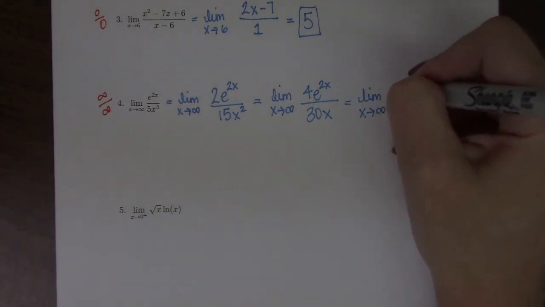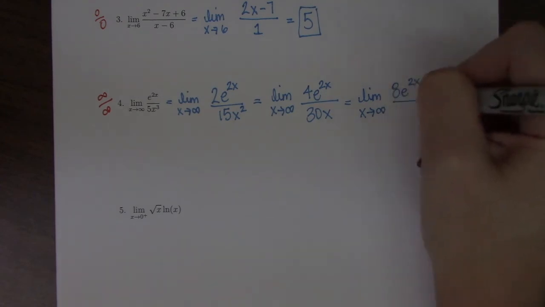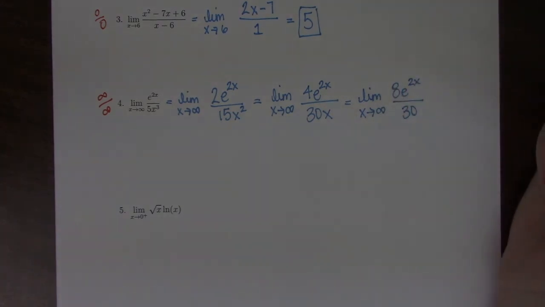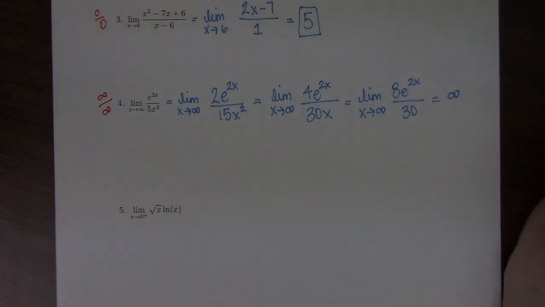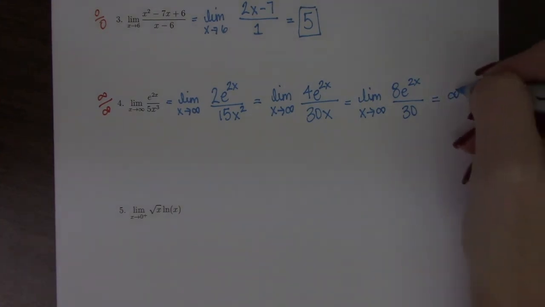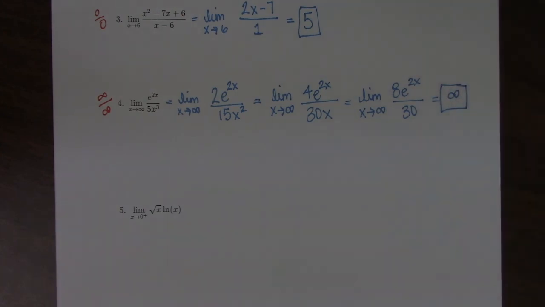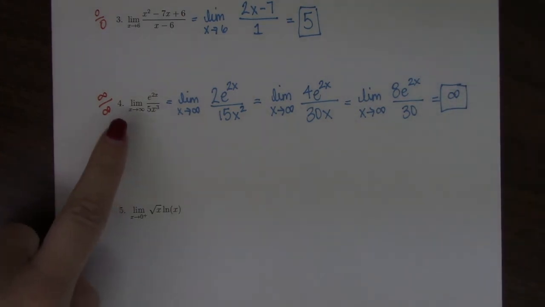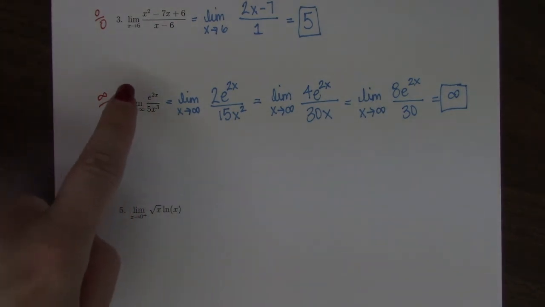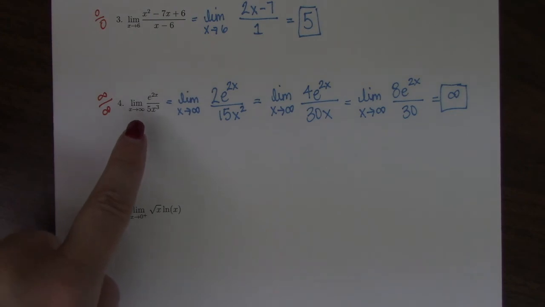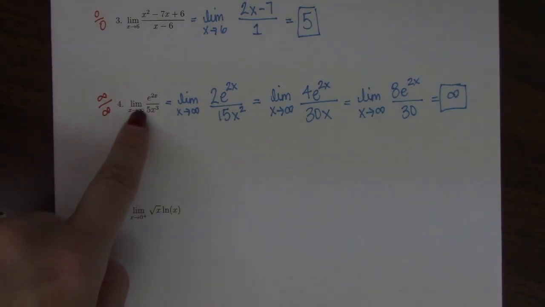Now I'm going to get 8e to the 2x over 30. When I plug in infinity here, this is in fact going to be positive infinity. So this limit, the y values are increasing without bound. This also demonstrates that exponentials outpace polynomials. This guy's getting to infinity much faster than this guy's getting to infinity.